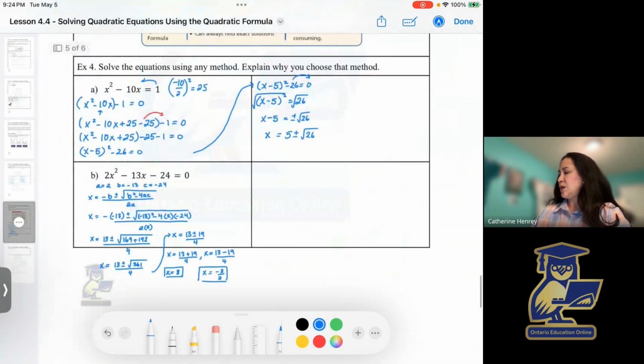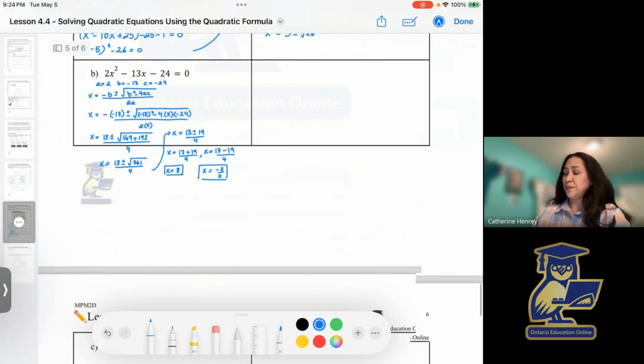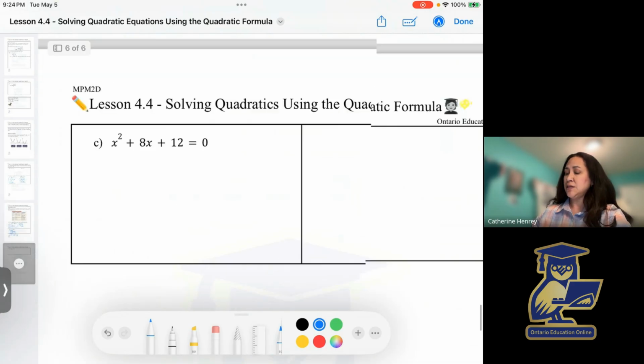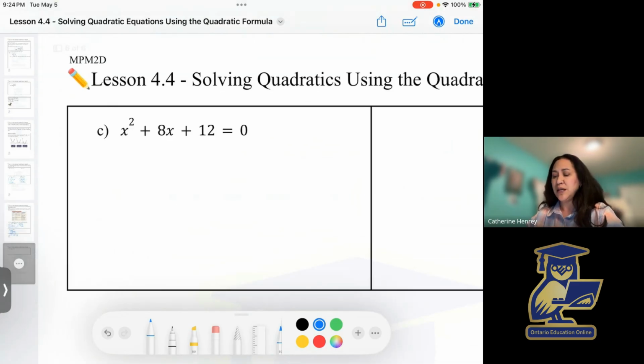So sometimes you'll be asked to use one method or the other, and sometimes you'll just be able to choose whatever one you're more familiar with and more comfortable with. So let's just show you one quick one at the end. If I get something like this, c, x squared plus 8x plus 12 equals 0, hopefully we've done enough factoring that you can recognize that there are two numbers that multiply to give you 12 and add to give you 8, and they are 2 and 6.